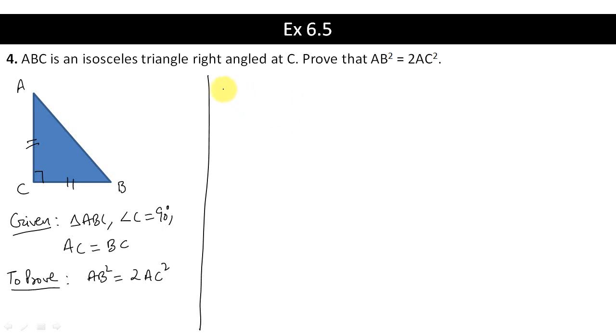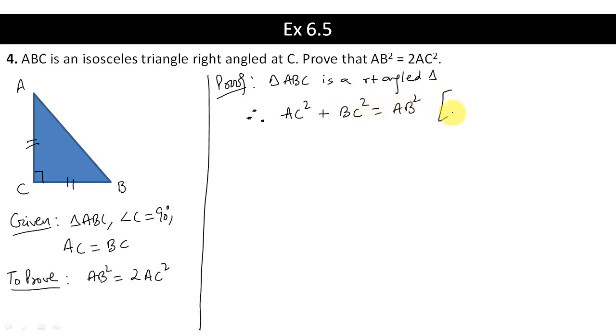Now since triangle ABC is a right angled triangle, therefore by Pythagoras theorem you will get AC square plus BC square is equal to AB square. This is by Pythagoras theorem. Base square plus perpendicular square is equal to the hypotenuse square. Since angle C is 90 degrees, that means AB will be the hypotenuse of this triangle.